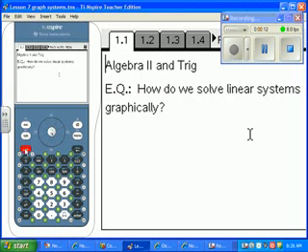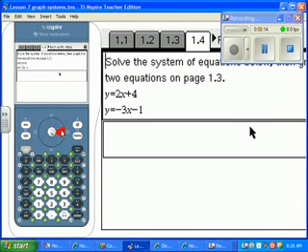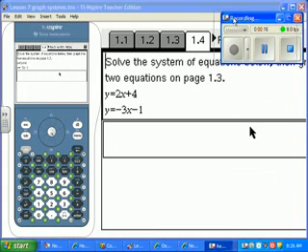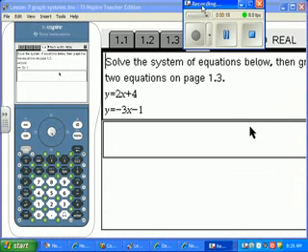Okay, so let's take a look at the next page here. Solve the system of equations below, then graph the two equations on page 1.3. So here we have a system of equations. Basically, a system of equations is when you have more than one equation and you're solving for x and y. Okay? We're going to look at how to do it two ways.